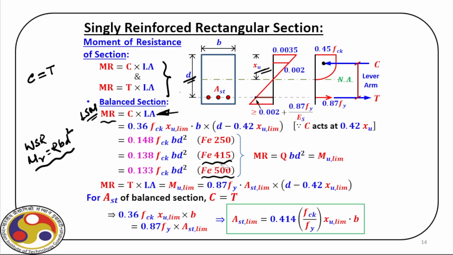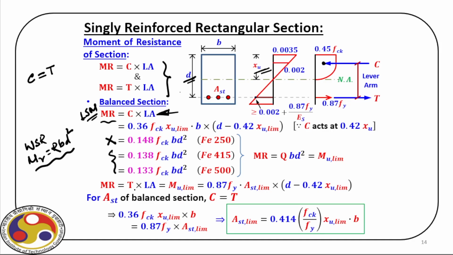As I told you earlier, we normally do not use this mild steel. We will prefer 415 and above steels here. So that is the amount of moment of resistance we get from this section, which is a balanced section.